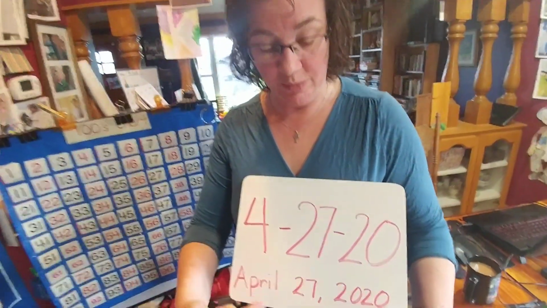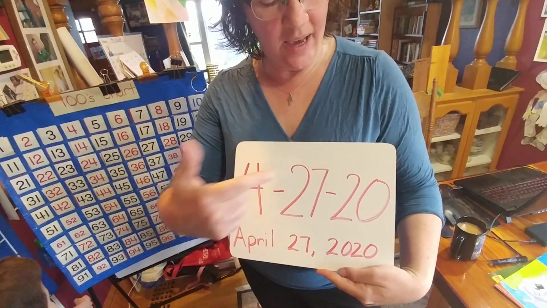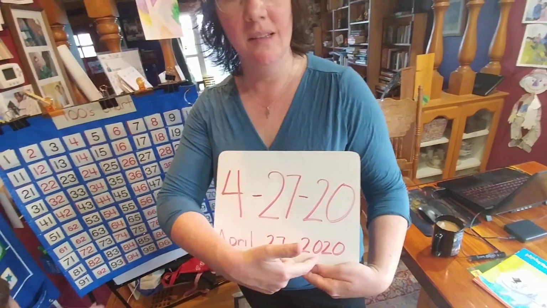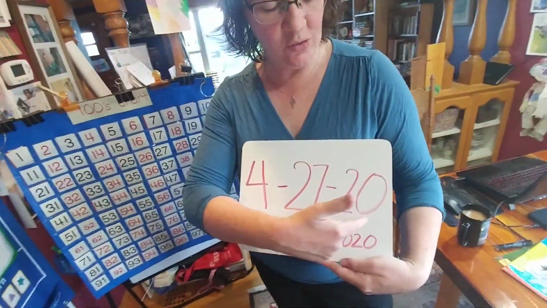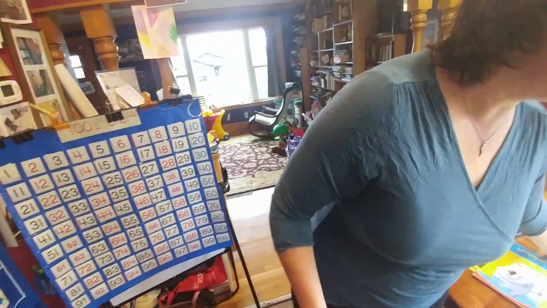What does the 27 represent? The day. And what does the 20 represent? The year. It is 2020, and 20 are the last two digits in 2020. Very nice.